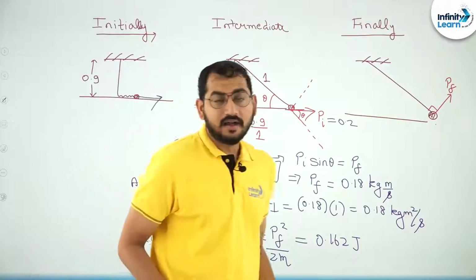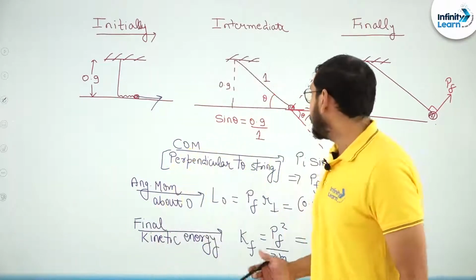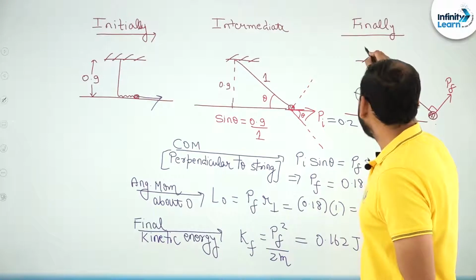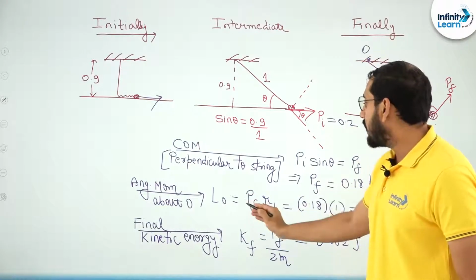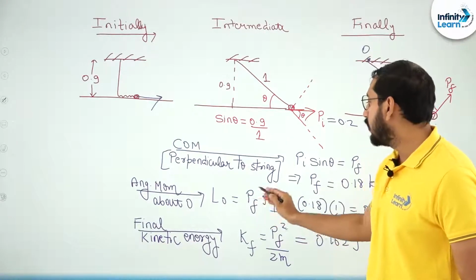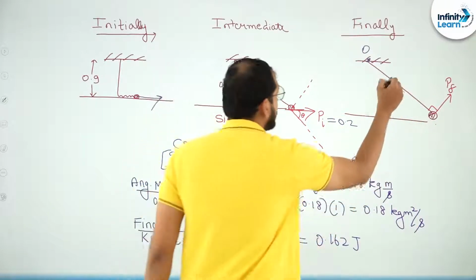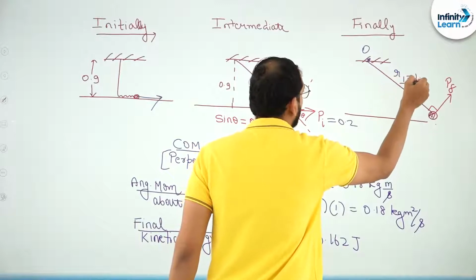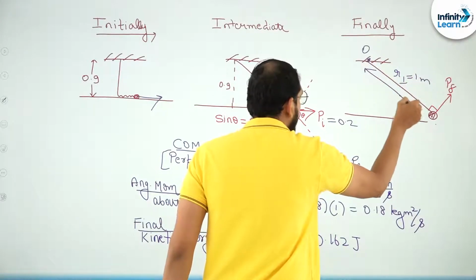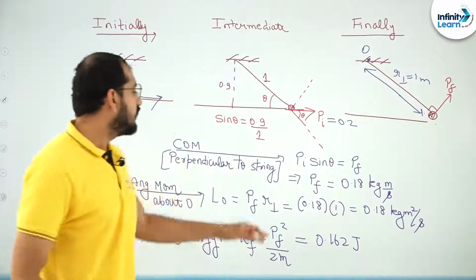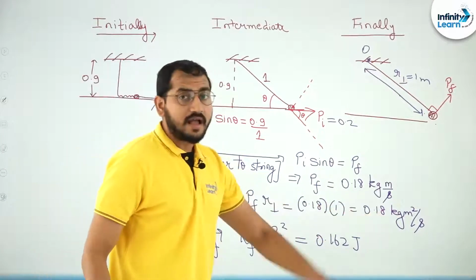Now in the next part, I want to calculate the angular momentum about this hanging point O. Okay, so very simple formula I have applied here. Angular momentum is equal to momentum multiplied by the perpendicular distance, right? In this case, the perpendicular distance, R perpendicular, is equal to 1 meter, which is nothing but the length of this string. So 0.18 into 1, that will give you the angular momentum.